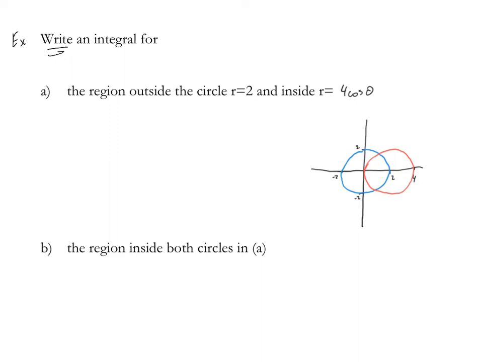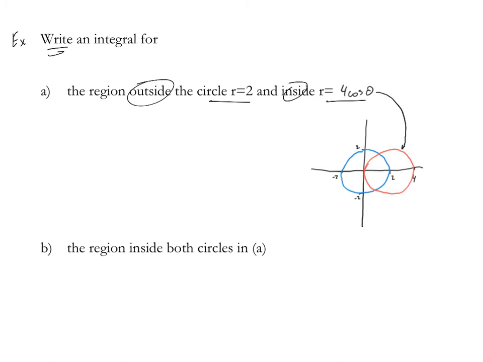And in this last example for the section, we are told to write an integral. First of all, when it says write an integral, that means we're not going to be evaluating it, but simply just write an integral for the region outside of the circle r equals 2 and inside r equals 4 cos theta. And r equals 4 cos theta, if you didn't know, it's okay. That is also a circle.